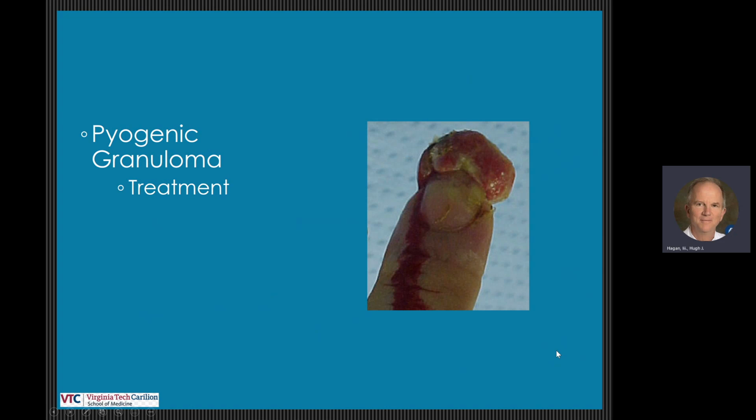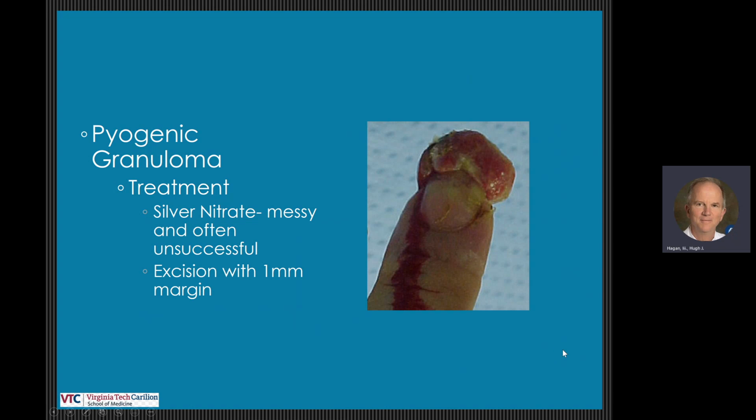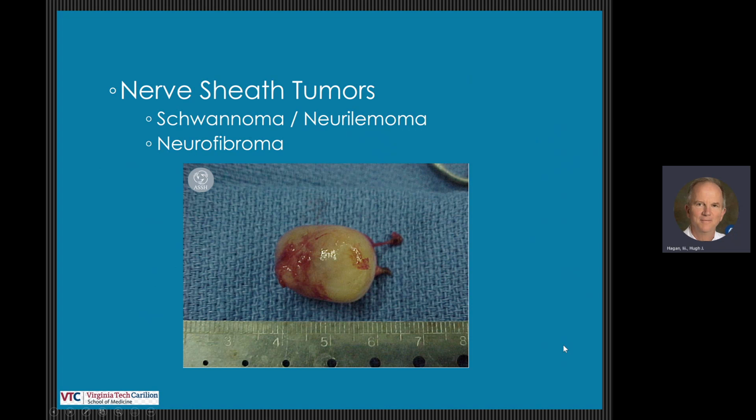The treatment of pyogenic granuloma can be the use of silver nitrate on very small lesions. This can be successful, but on a lesion this size, it's pretty disappointing. I think the use of silver nitrate, the intent is to desiccate the lesion, but oftentimes it just irritates it. I tend to excise them with a small skin margin. Recurrences are very rare. Common nerve sheath tumors: schwannoma, neurolipoma, and neurofibroma.